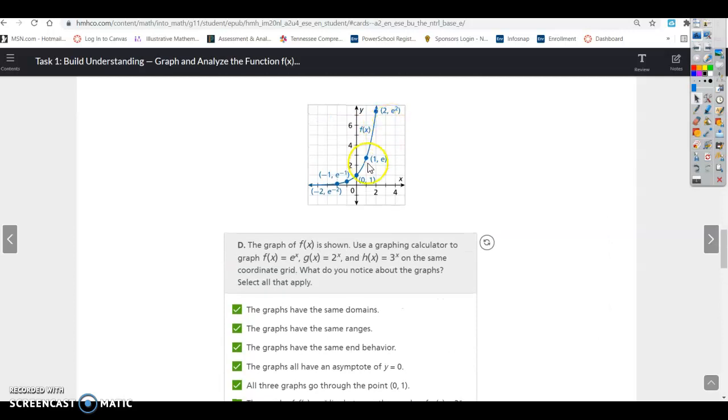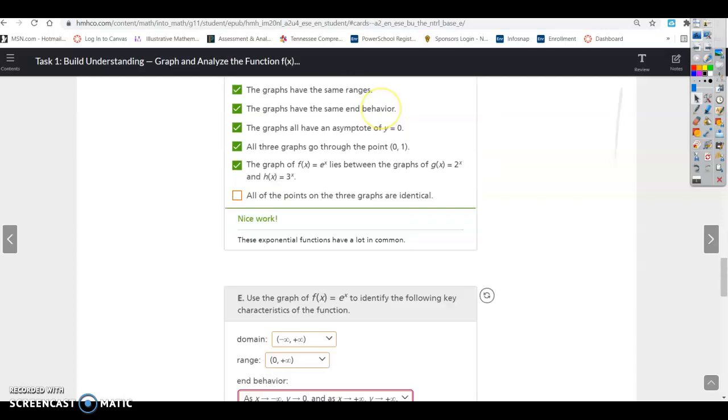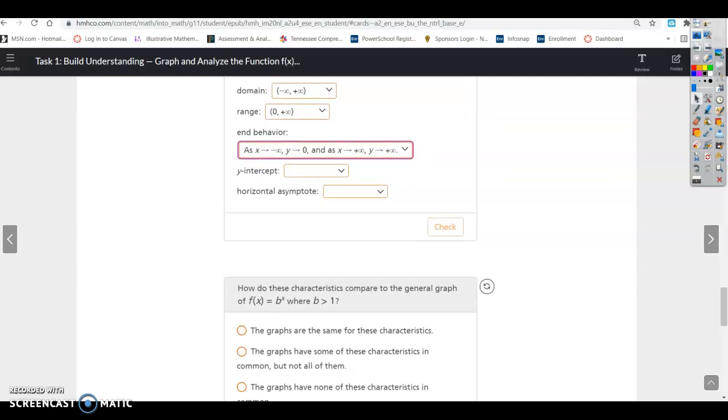And if you just kind of look here, you can see how it approaches 0 on the left. That's towards x equals negative infinity. And then as x approaches positive infinity, it's going to infinity as well. The intercept is 0, 1, and the asymptote would be at 0 as well.